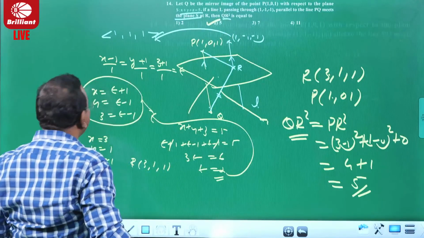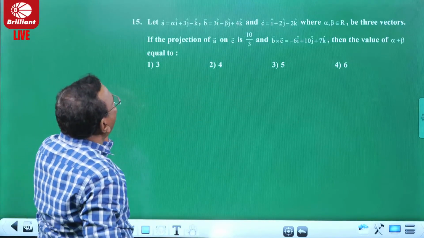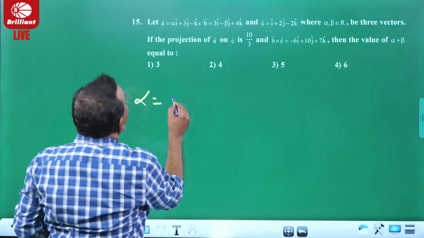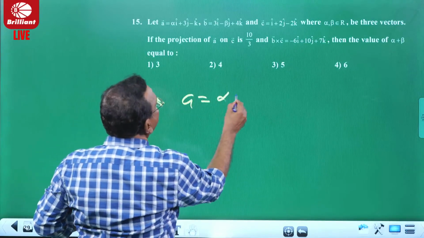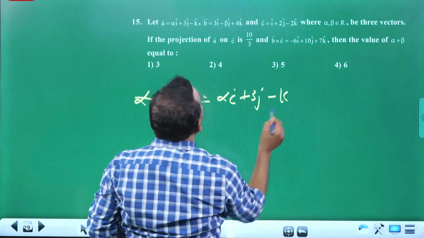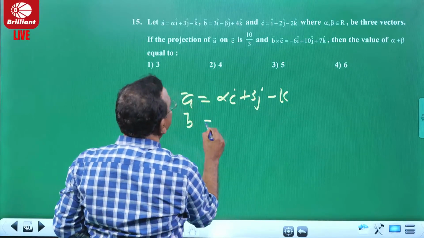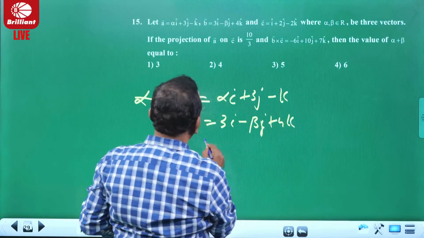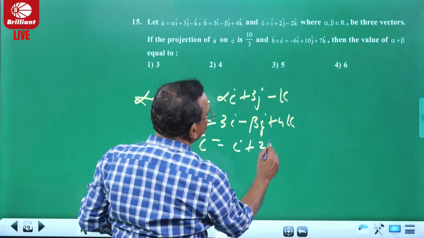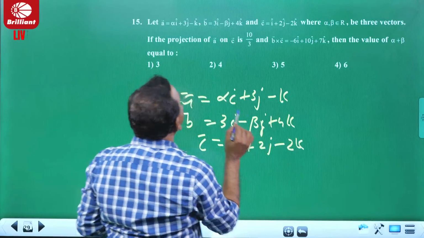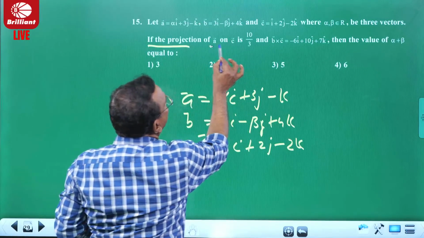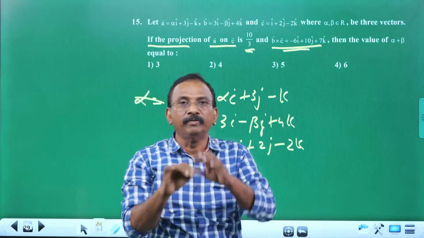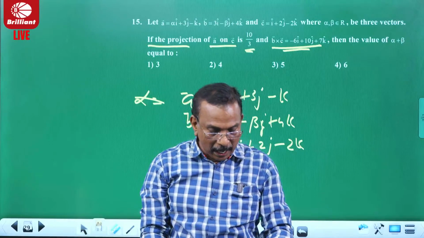So we come back to the next problem. A bar is equal to alpha i plus 3j minus k, and B bar is equal to 3i minus beta j plus 4k, and C bar is given as i plus 2j minus 2k. Given that the projection of A on C is 10 by 3 and B cross C is given, using that, we are able to find what alpha and beta are.